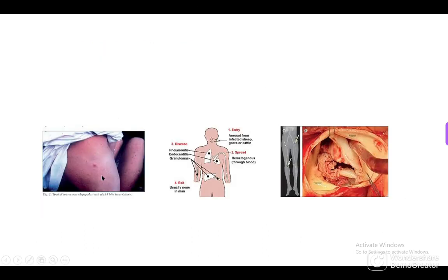Now these are some of the diagrams or photomicrographs. This is the rash, which is present around the limbs and the abdomen. In this diagram, it is the entry through the upper respiratory tract. It can cause pneumonia, etc.